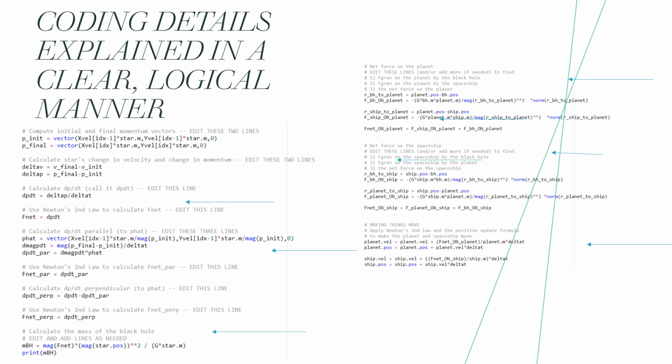dp dt perpendicular is equal to dp dt minus dp dt parallel. And Newton's second law used to calculate f net perpendicular is just f net perpendicular is equal to dp dt perpendicular. And at the bottom, here's the most important part, we have the formula that allows us to get the mass of the black hole. So it's the magnitude of force times the position vector squared divided by G times star mass.